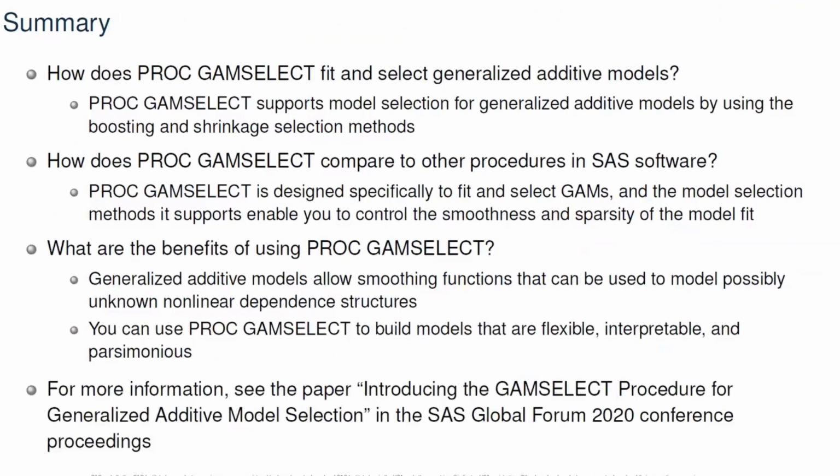So to summarize this talk in terms of those 3 opening questions, PROC GAMSELECT fits and selects generalized additive models by using the boosting and shrinkage selection methods. It provides tools that you can use to control both the sparsity of the model fit and the smoothness of the spline terms, a combination that is unique to this procedure in SAS software, and it implements selection algorithms that are tailored to generalized additive models. You can use PROC GAMSELECT to build models that are flexible, interpretable, and parsimonious, even in situations where there might be possibly unknown nonlinear dependencies.